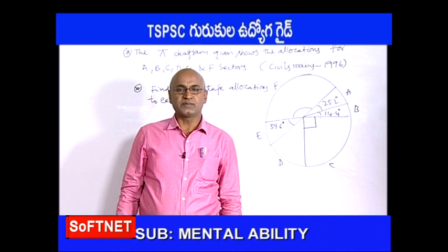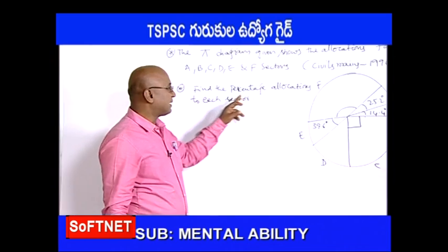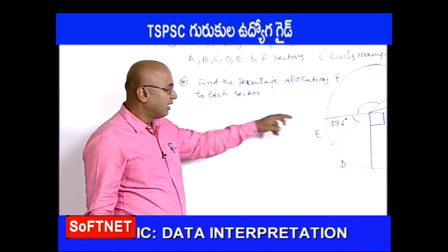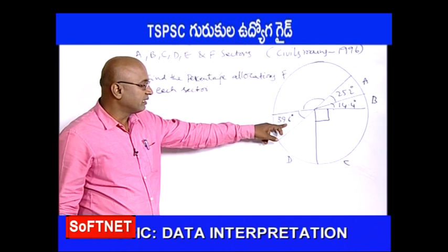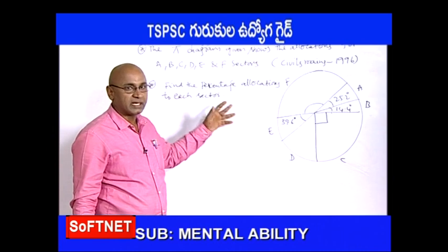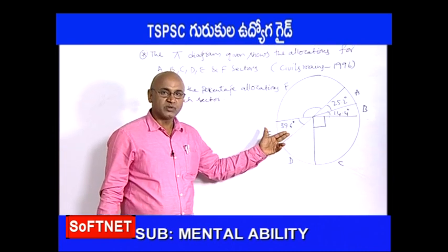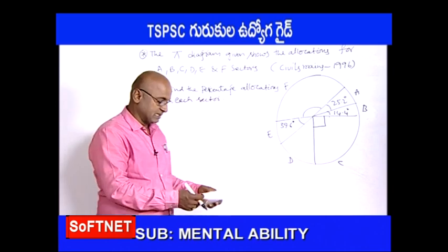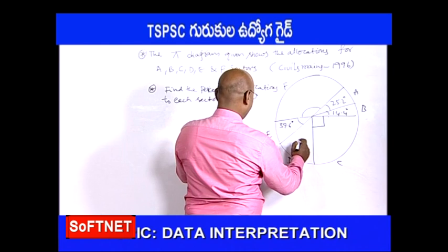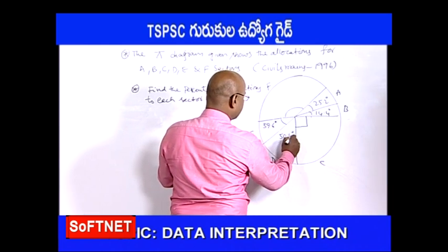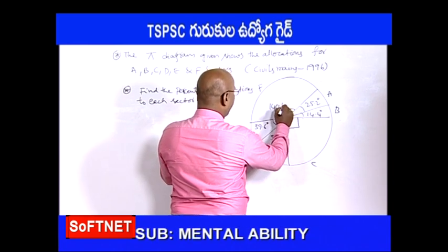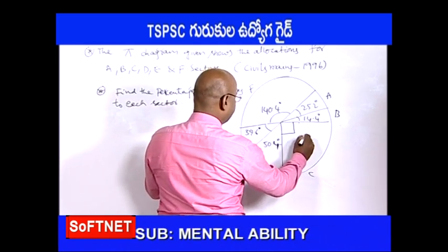The next question in this problem is like this. Find the percentage allocations to each sector. Here, the values are given in the form of degrees. Now the degree values have to be converted into the form of percentages. What is the angle D? Angle D is equal to 50.4 degrees, which we solved in the previous problem. And angle F is equal to 140.4 degrees, and this is 90 degrees.